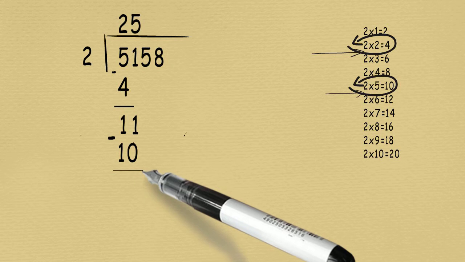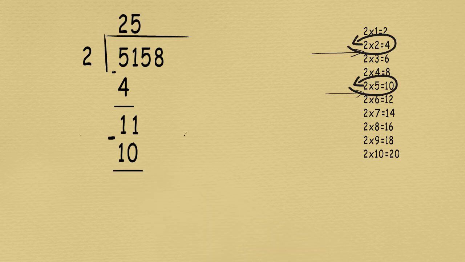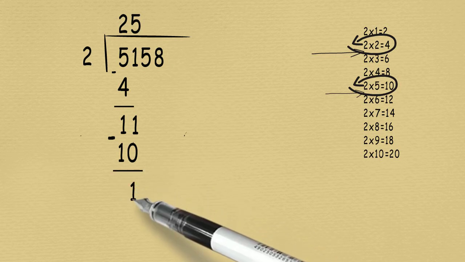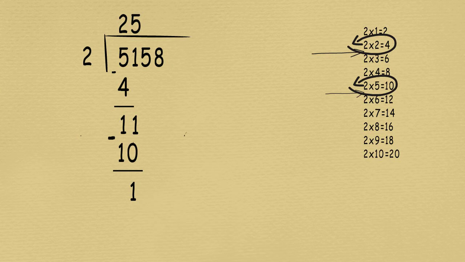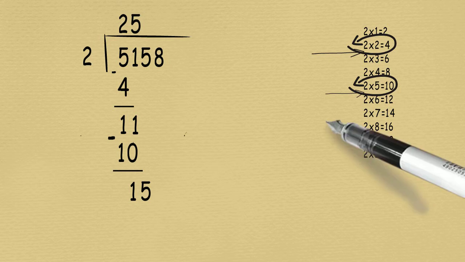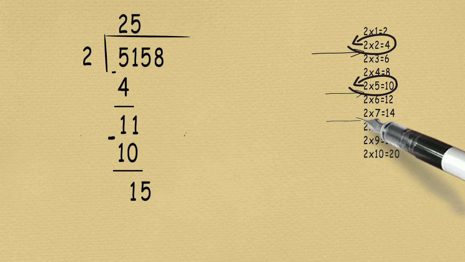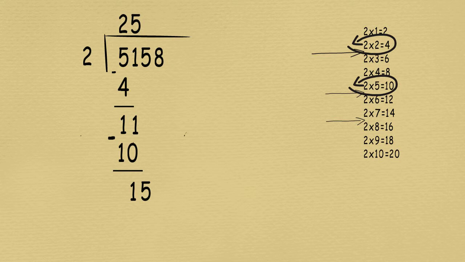So here's the second calculation we're going to do: 11 minus 10 equals 1. And again, we're going to repeat the same steps. We're going to bring down the number 5, so now I have the number 15. Now I'm going to sandwich the number 15 in the multiplication table, and I can see that the 15 is in between the 14 and the 16. Okay? So I'm going to choose 2 times 7 equals 14.